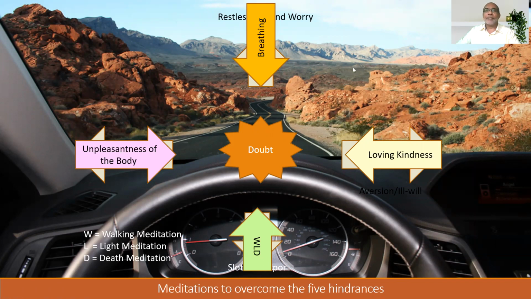Hope our plan is clear now. We have a five pronged attack on the five hindrances. We are attacking the aversion hindrance through loving kindness meditation. Then sensual lust by unpleasantness of the body meditation. Sloth and torpor by one of these three meditations. Restlessness and worry by breathing meditation. And doubt by building faith in people who have done it before. And those are known as anusati meditations.